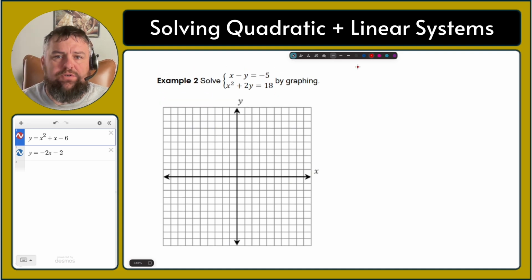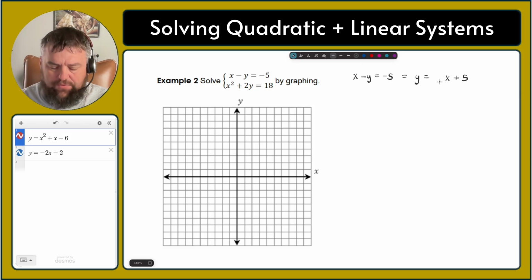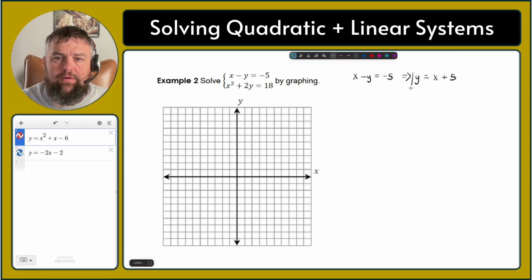Okay, so this first one, we're going to take x minus y equals negative 5. We're going to rewrite it as y equals x plus 5 actually. Okay, so that'll be the first one. We're just rewriting it is all we're doing. There's our first step.